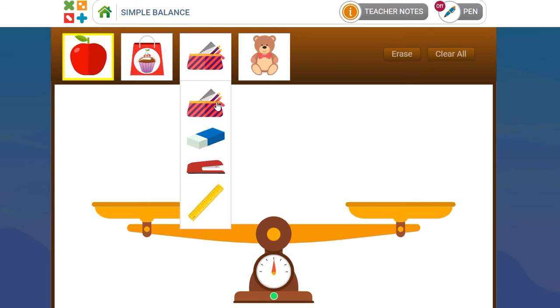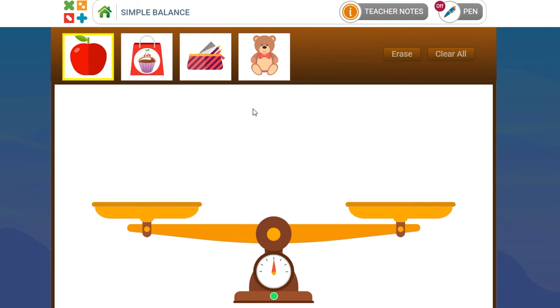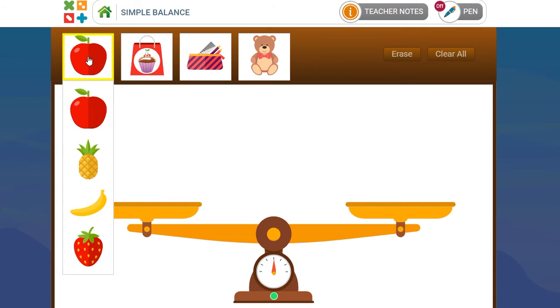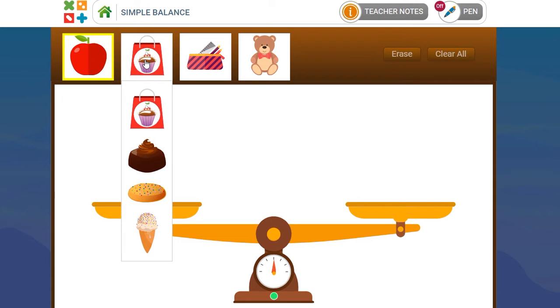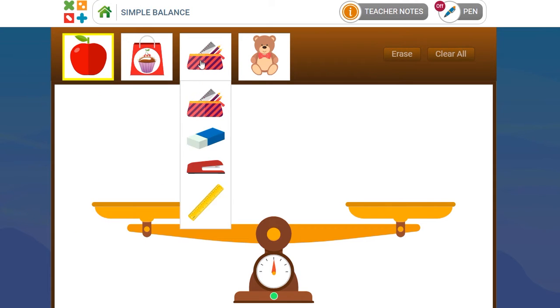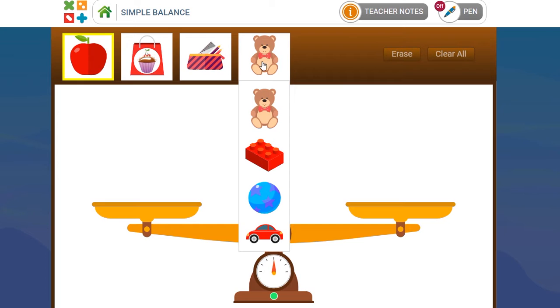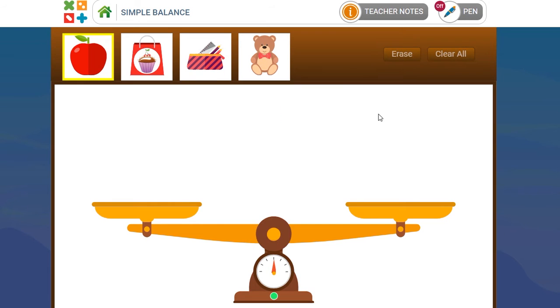A simple balance can be used to make direct and indirect comparisons between the weight of objects. Here we have fruit: the apple, the pineapple, banana, strawberry. We have cakes and sweets. We have some items for school: pencil case, rubber, ruler, and we have some toys, the car, the teddy, etc. So we can use a simple balance to make direct and indirect comparisons between objects.